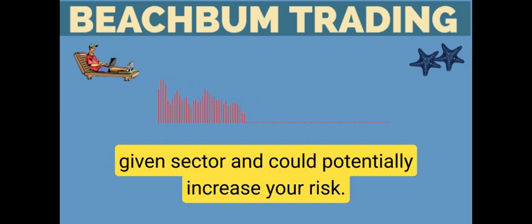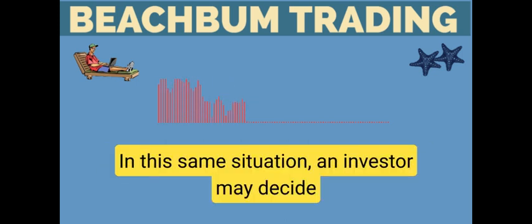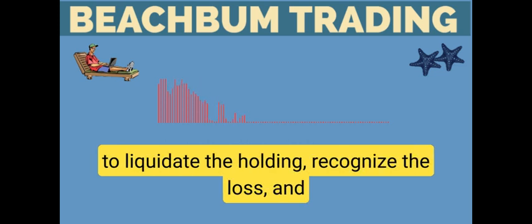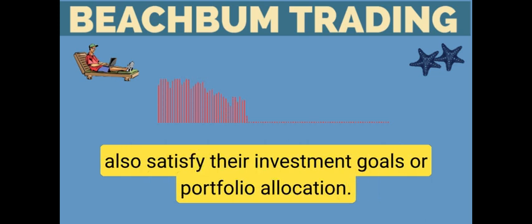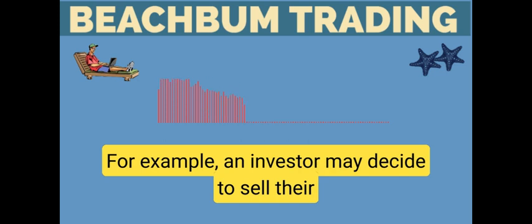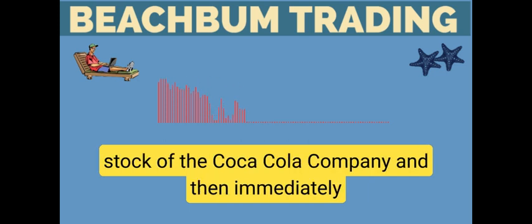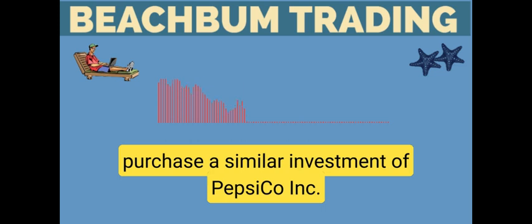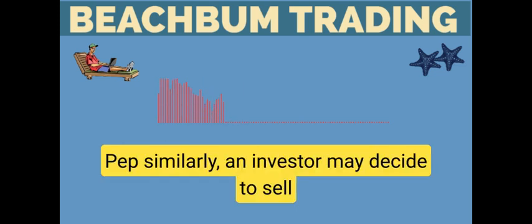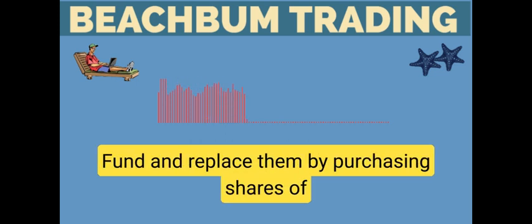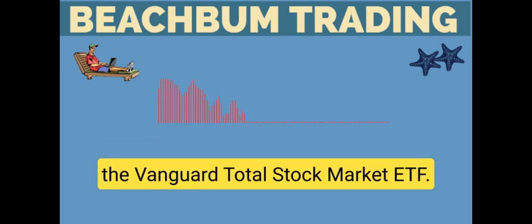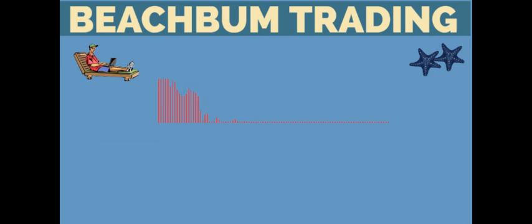In this same situation, an investor may decide to liquidate the holding, recognize the loss, and then immediately buy a similar investment that will also satisfy their investment goals or portfolio allocation. For example, an investor may decide to sell their stock of the Coca-Cola Company (Co.) and then immediately purchase a similar investment of PepsiCo, Inc. (PEP). Similarly, an investor may decide to sell their shares of the Vanguard 500 Index Fund (VFIAX) and replace them by purchasing shares of the Vanguard Total Stock Market ETF (VTI).